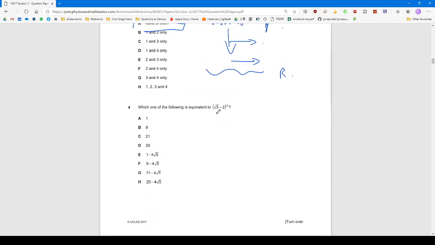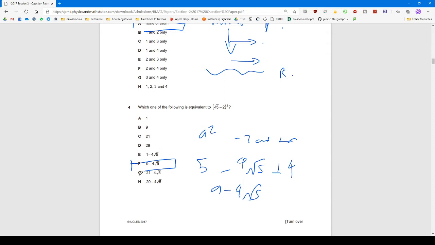Next question. Which one of the following is equivalent to root 5 minus 2 squared? Okay, immediately remember a squared minus 2ab plus b squared. Root 5 squared, 5. Minus 2, 2 times root 5 times 2, 4 root 5. 2 squared, 4. So it's 9 minus 4 root 5. And that was about 20 seconds.